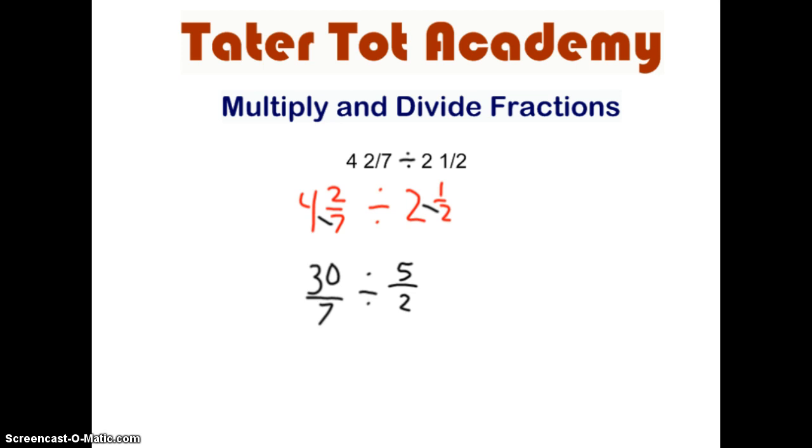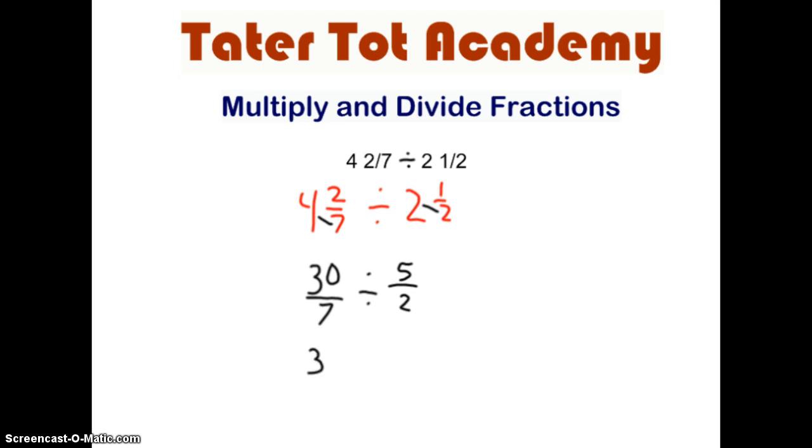Well, as we talked about before, anytime we are dividing, we are actually multiplying by its reciprocal. So this says 30 sevenths divided by 5/2. Well, we don't want to divide by 5/2. We want to multiply by its reciprocal. So let's rewrite this out the way it should look then.